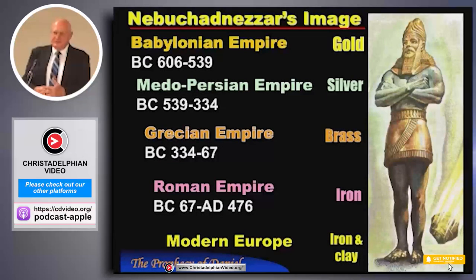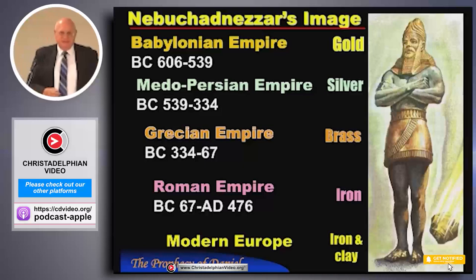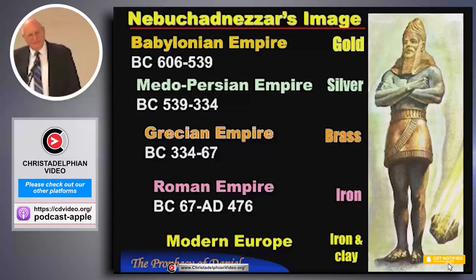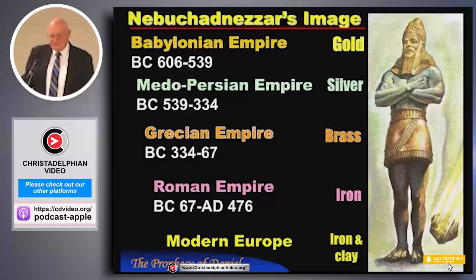That's why in verse 38 he interprets the golden head as being Nebuchadnezzar and his kingdom, and the silver, the Medo-Persians, and so on. And of course, we've known this for a long time, haven't we? The value of understanding Nebuchadnezzar's image. We have the head of gold, the Babylonian Empire from BC 606 to 539, when it was overthrown by Cyrus, whose empire lasted to 334.